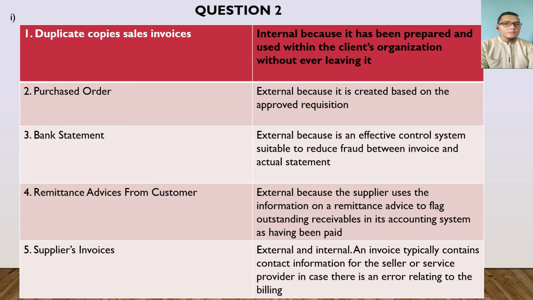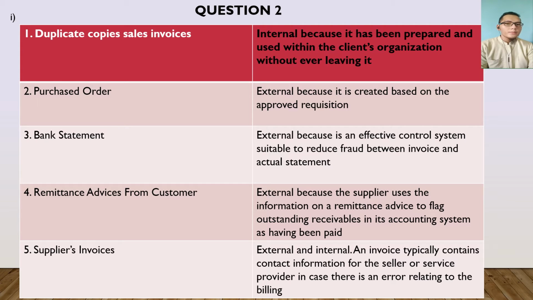The third one is bank statement, which is also external because it is an effective control system suitable to reduce fraud between invoice and actual statement. The fourth one is remittance advice from customer, also external, because the supplier uses the information on a remittance advice to flag outstanding receivables in its accounting system as having been paid.